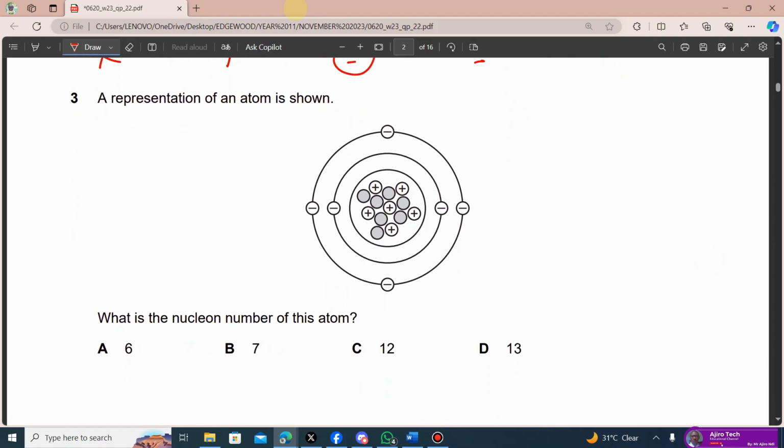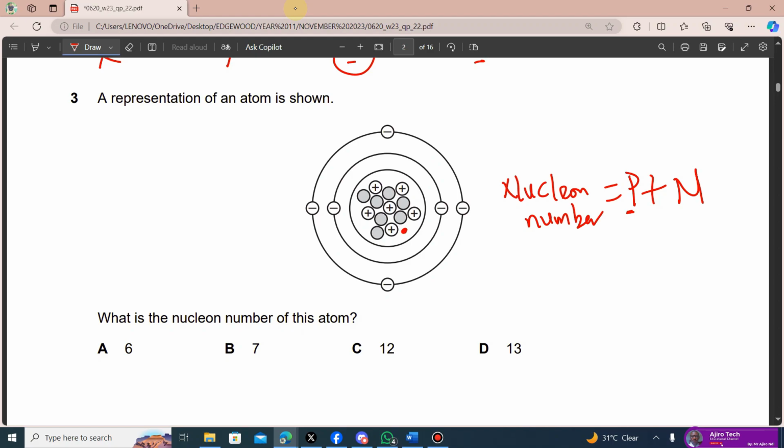Now question 3, the representation of an atom is shown. What's the nucleon number? Now nucleon number is the same as the mass number. So nucleon number is simply the number of protons plus the number of neutrons. The protons and the neutrons exist inside the nucleus. So this is the nucleus. Now the ones with the positive charge are the protons, while the ones that are shaded are the neutrons.